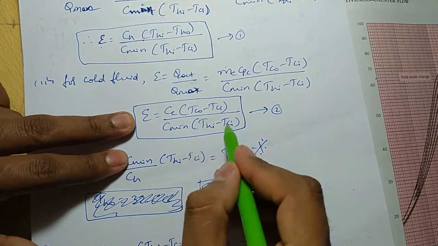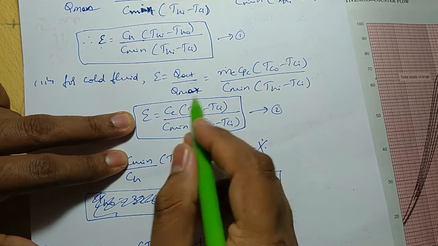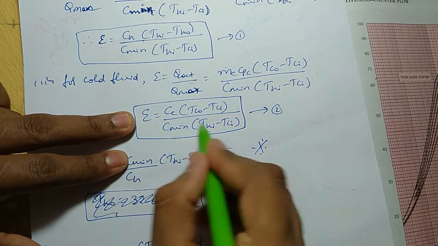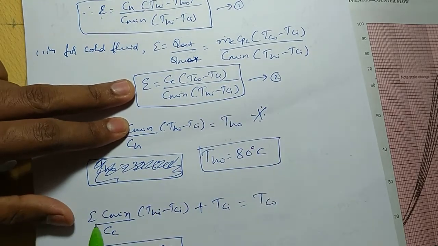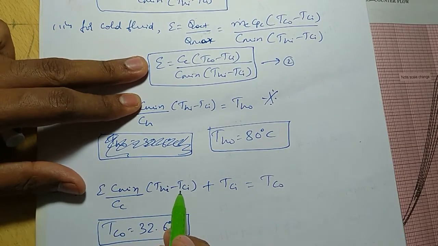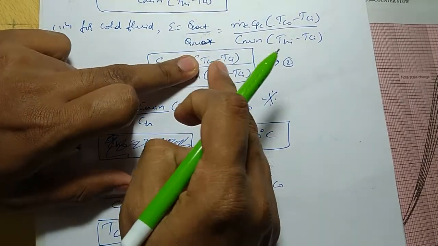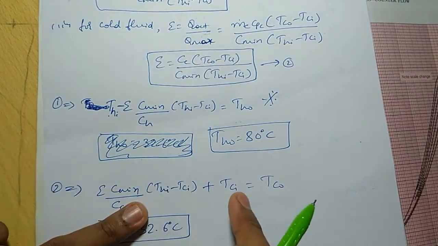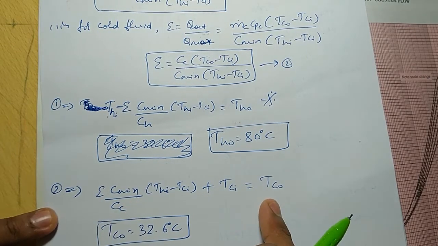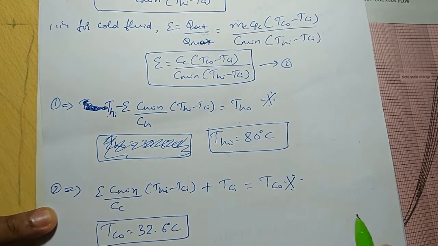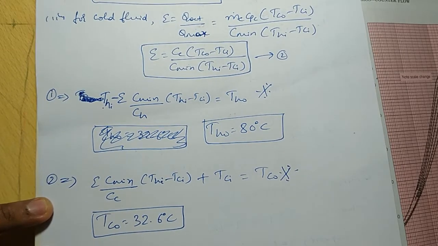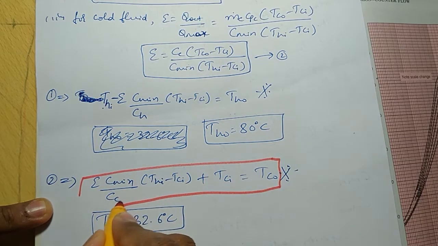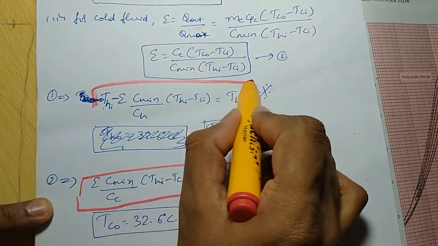How to find out TC naught? You keep TC naught on one side and send all the remaining terms to the other side. Epsilon C minimum THI minus TCI, divided by CC, and the TCI comes to the right hand side, so it becomes plus TCI, equal to TC naught. This is also a very important equation to find out TC naught. Don't forget this one.